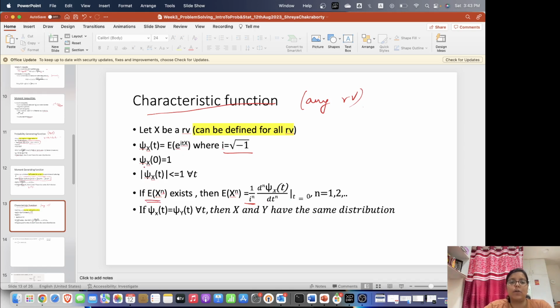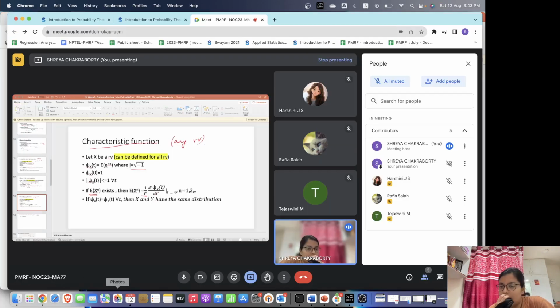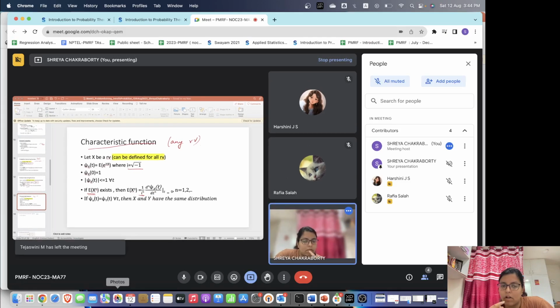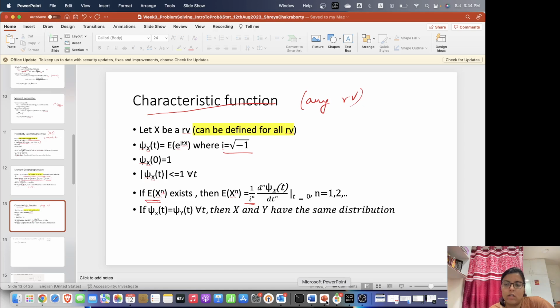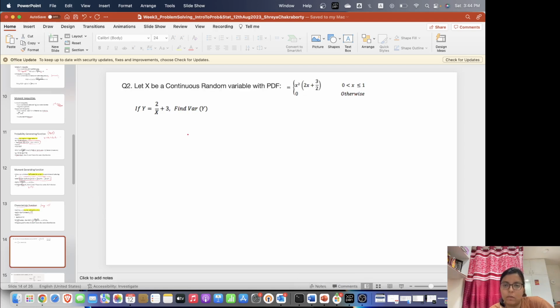And these were the properties. Psi of x at 0 is 1, and absolute psi x t is less than or equal to 1 for all t. Here again, if the characteristic functions are the same, then x and y have the same distribution. Any doubt till now? All right. So now I'll move on to the question.